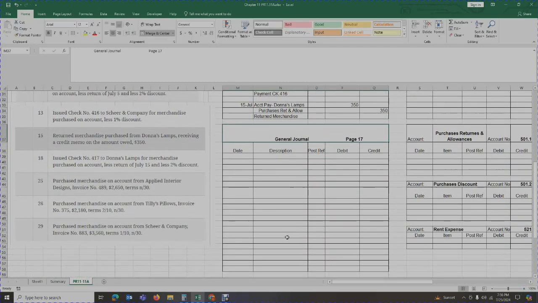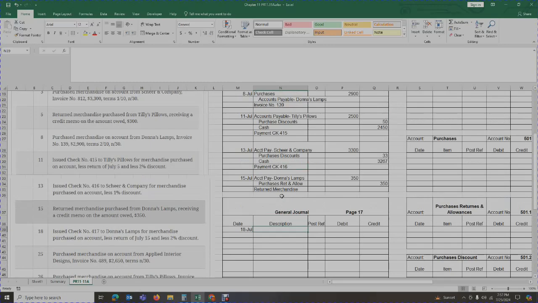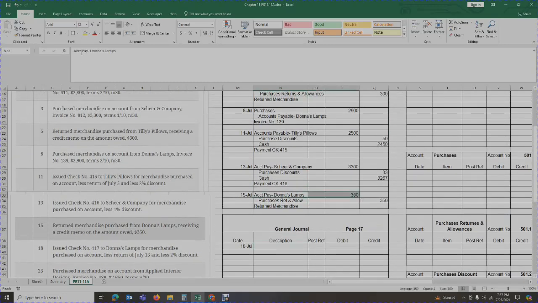So those are the transactions all the way through the 15th. We're going to continue with the rest from the 18th through the 29th on page 17 of the journal. So we're going to need a new journal page number. Let's see what happened on the 18th. July the 18th, we issued check number 417 to Donna's Lamps for merchandise purchase on account less the return on July the 15th. So let's locate everything that has Donna's Lamps right there.